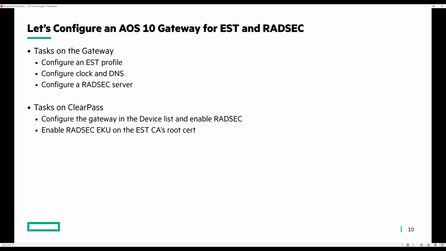And if we had been using a different EST server, we would have to enable the RadSec EKU in that root cert, but we're using the same one as we did in the switch, so that task's already been done. If you didn't watch that section, you need to learn how to do that. Go back to the switch section and have a look. Globally, we need to do something in Aruba Central, and that is load the CA certs. So when we're talking about Aruba Central managed devices, any cert goes into a global pool of certificates, and then they're able to be used in any configuration group in that tenant. So we'll do that as well.